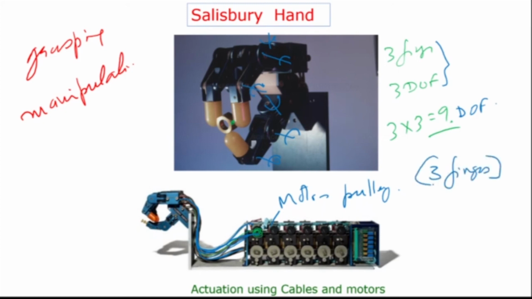Okay, so this question may come to your mind: why 3 fingers? Why do humans have 5 fingers? We have 5. Robots normally have 2 or 3, whereas humans have 5. So how many fingers do you need actually? That's an interesting question. So the Barrett hand also has 3 fingers.